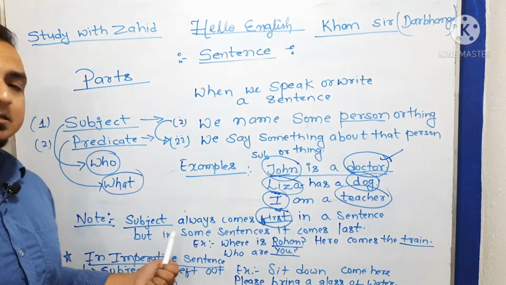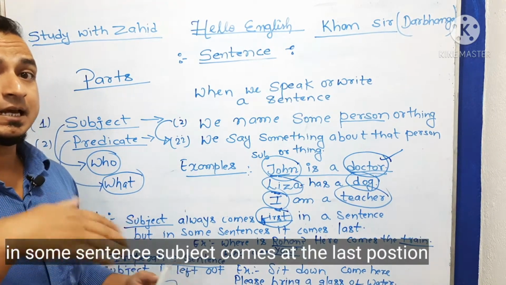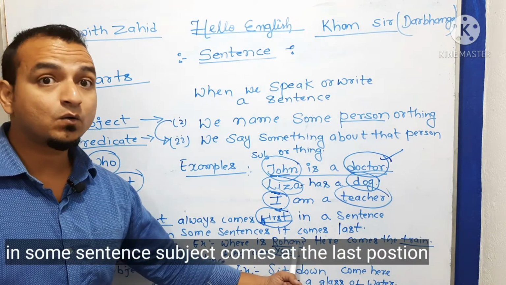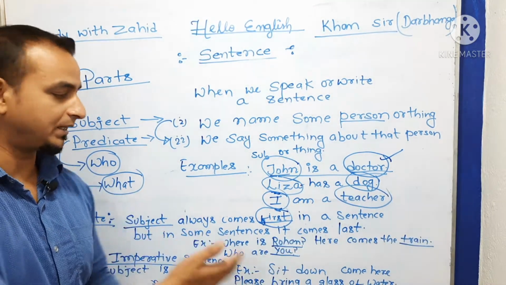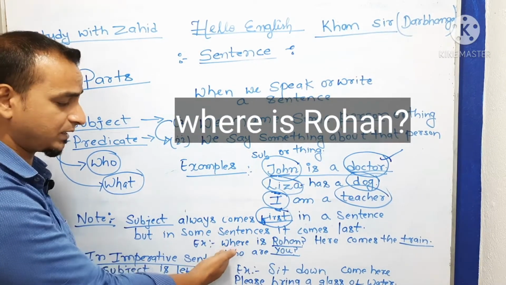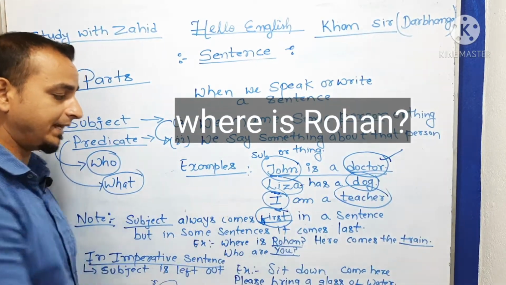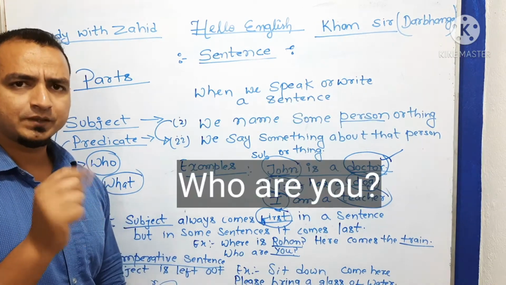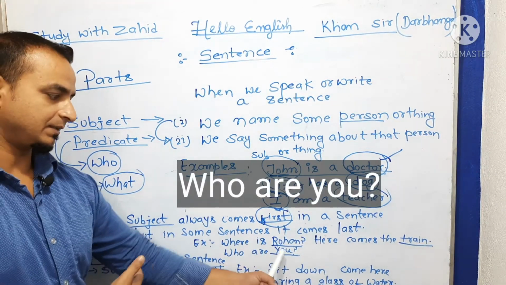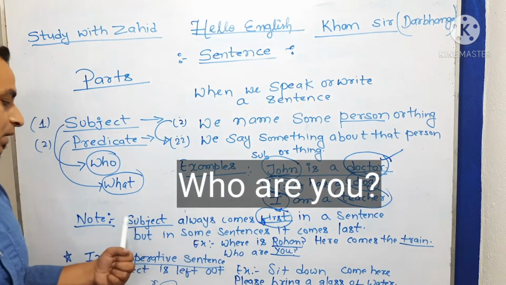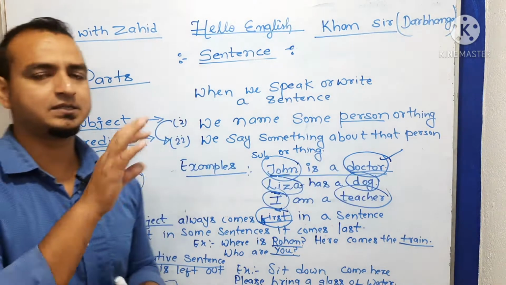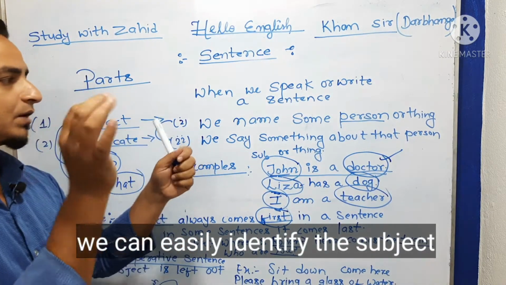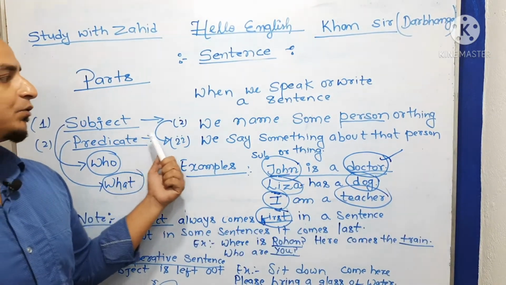Okay, but sometimes in some sentences the subject comes last. Just see here, where is Rohan? Rohan is the subject, but it is not in the beginning, it is not in the start position, it is at the end. So Rohan is our subject. "Who are you?" Okay, so "you", the subject, is at the last. So you have to keep this thing in your mind, and you can easily identify the subject.